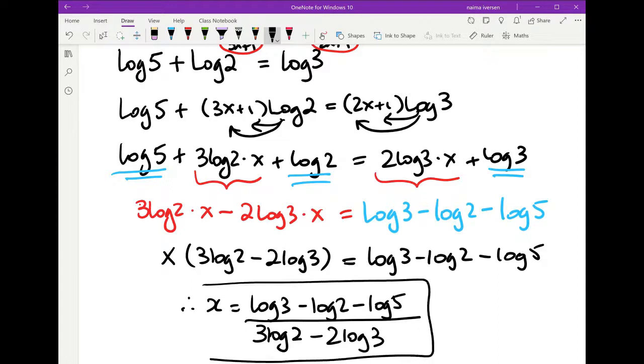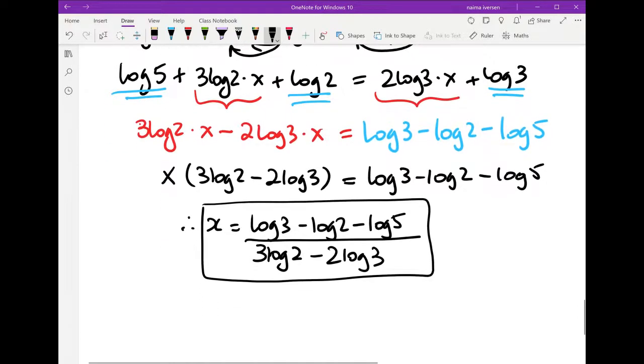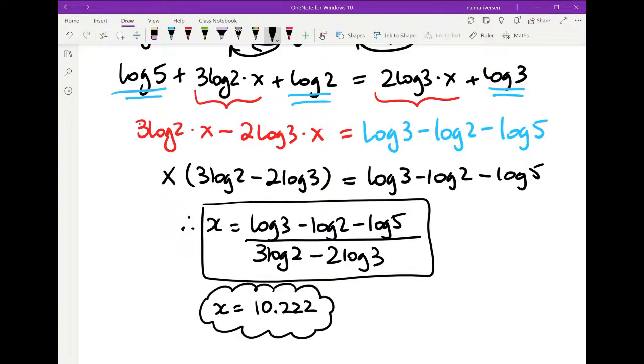Again, that is your exact value. That's the safe value. If you put this into your calculator, and make sure you try it so that you're not surprised later on, make sure you and your calculator are thinking the same way, you should end up with approximately 10.222.